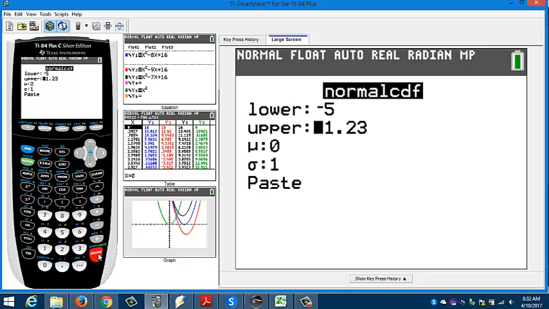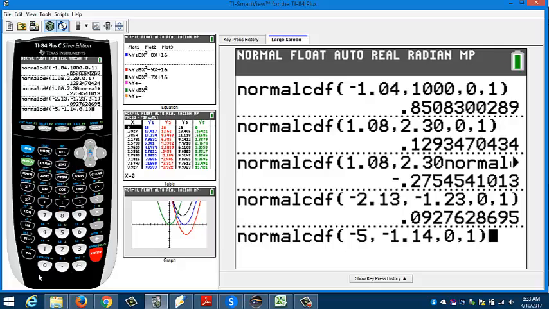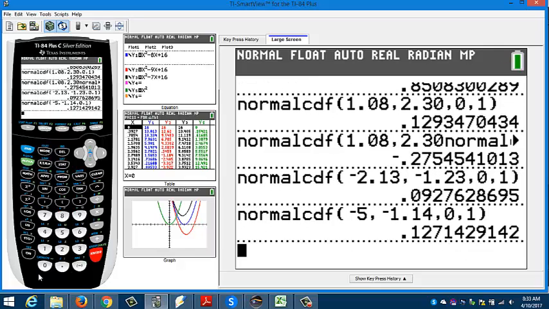Some people type in negative 1,000. Some people type in really negative numbers. I'm telling you negative 5 is enough for a standard normal distribution. Now, what's my upper bound going to be for this one? Well, it's going to be negative 1.14, right? So I have to type in negative 1.14. I still have a mean of 0. I still have a standard deviation of 1, right? Paste. Did you guys get about 12%?